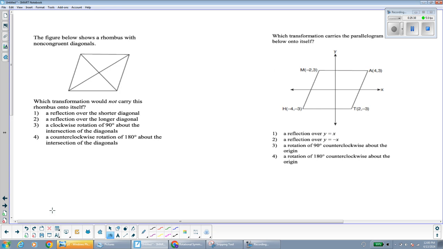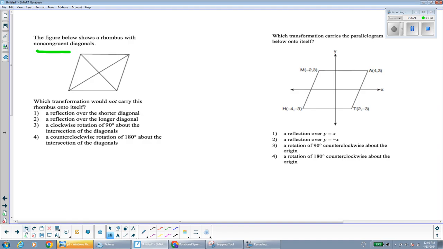With that being said, we have 2 more examples over here. And it says in the first one, which transformation would not carry this rhombus onto itself? And it does say that the diagonals are not congruent in this rhombus. Answer choice number 1 says a reflection over the shorter diagonal. So let's say this one's the shorter diagonal. That does look like it's a line of symmetry to me, so I'm going to put that one on hold. Number 2 is a reflection over the longer diagonal. But once again, that does look like it's a line of symmetry to me. So I'm going to put that one on hold as well.